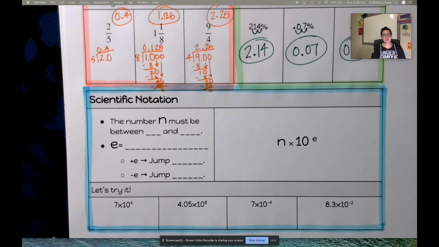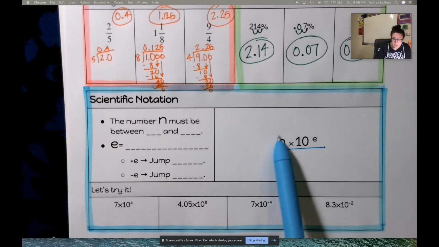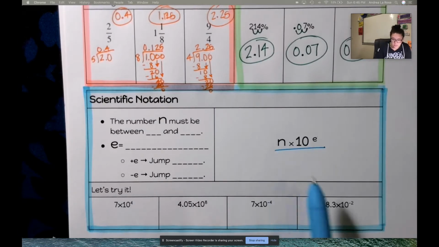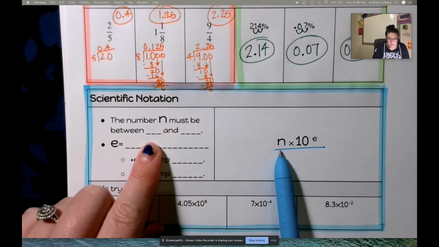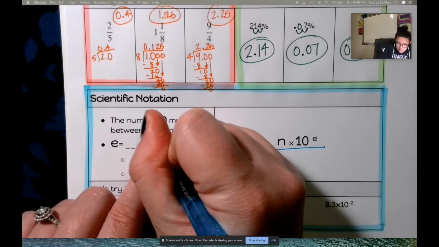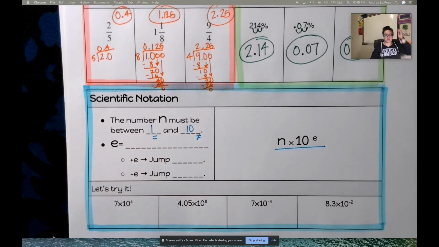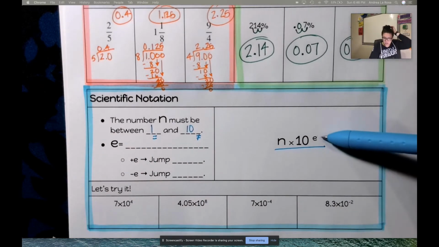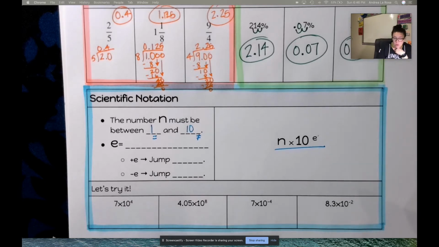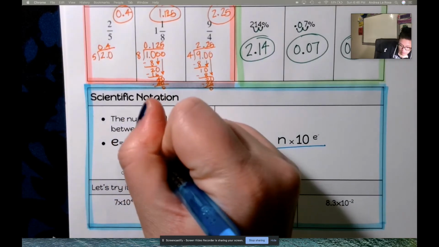So remember, scientific notation is a way for us to write really, really big or really, really small numbers. It's going to be in this format: some number times 10 to an exponent. This number out front is going to be between 1 and 10. It's okay if it equals 1, but it cannot equal 10. If it equals 10, we can just make it a little bit smaller and have it be 1. Your E, that's going to be your exponent. Your exponent is also the number of jumps.